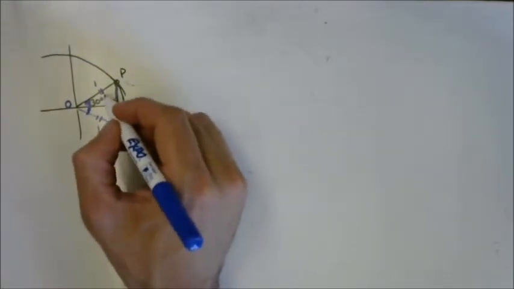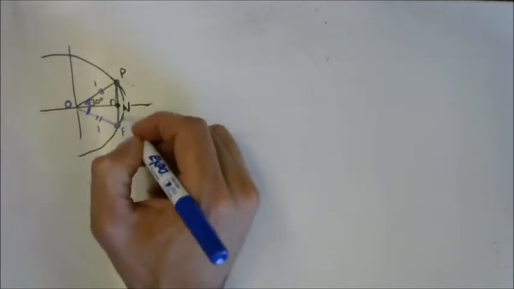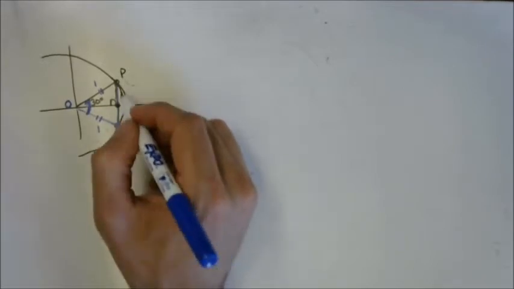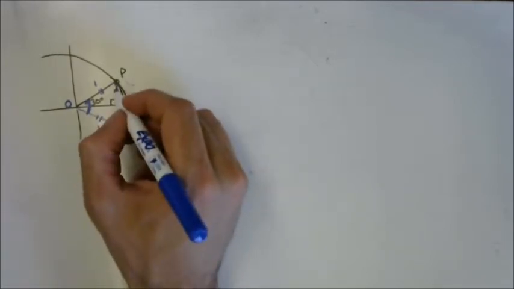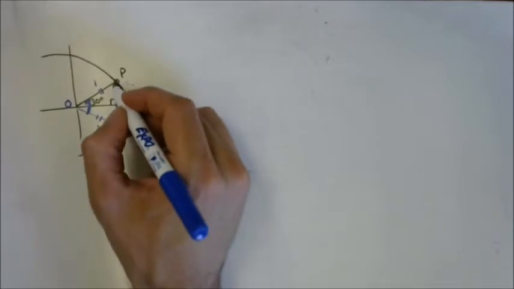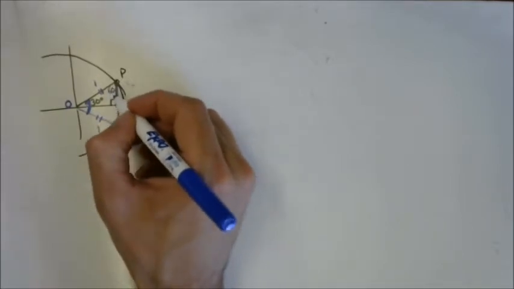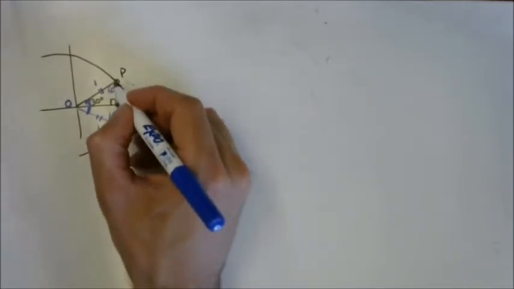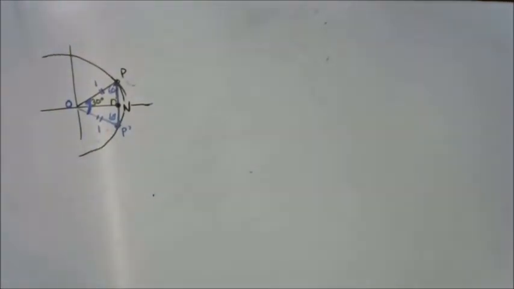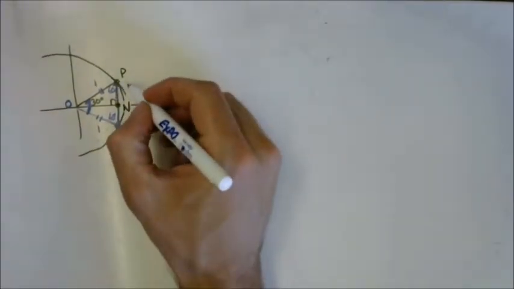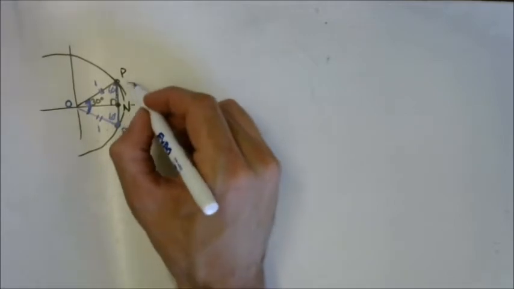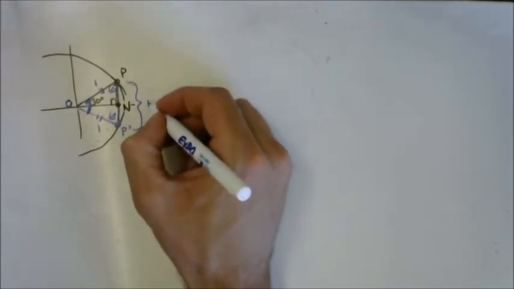Well, in an isosceles triangle, P and P prime are going to be the same angle as well, and it turns out that 180 minus 60 is 120, 120 divided by 2, all of these angles are going to be 60. So we've actually created an equilateral triangle inside the unit circle, which means that the length from P to P prime, this length right here, is also 1.